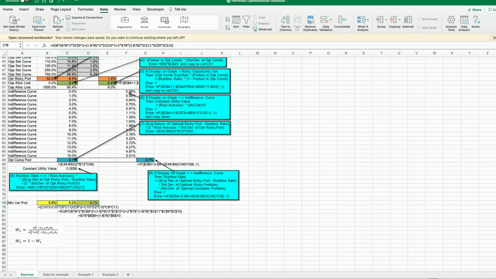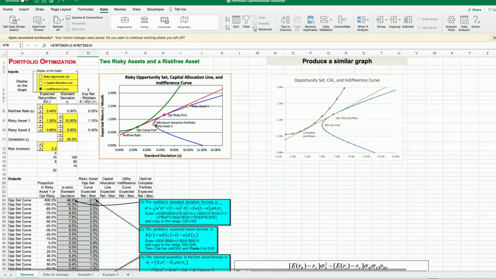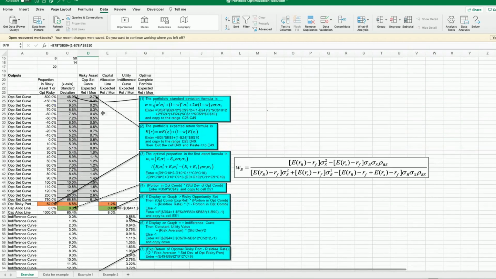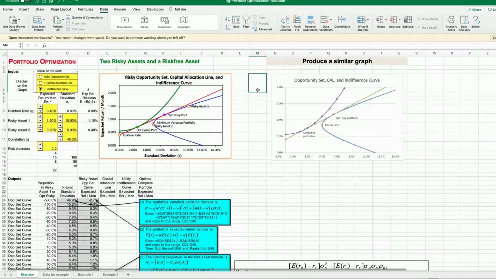So then the minimum variance portfolio is defined by 5%, which is the standard deviation, and 0.8%, which is the expected return. So we can show that in the graph here. Now, we have completed the model, and the rest is to replicate the graph.